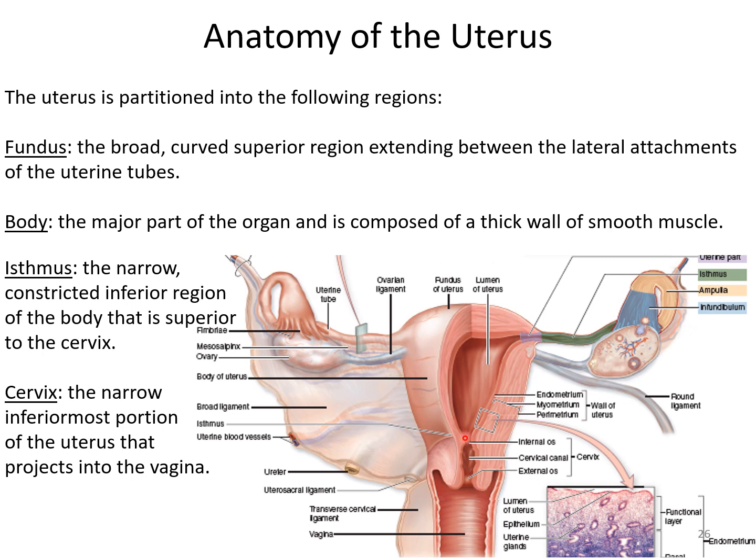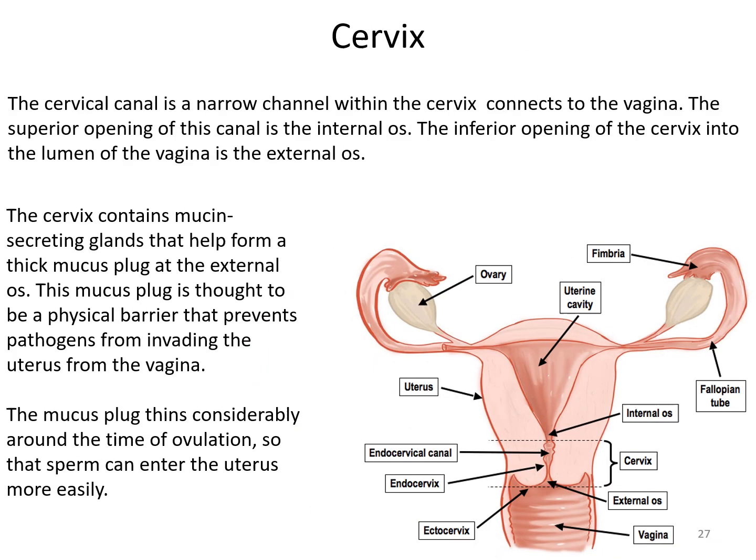So it's the narrow, most inferior portion of the uterus that's going to project slightly into the vaginal canal here. So here's the vaginal canal: fundus, body, isthmus, cervix, vaginal canal. So a closer look just at the cervix again. The cervix is just that inferior portion of the uterus that kind of connects it to the vagina.